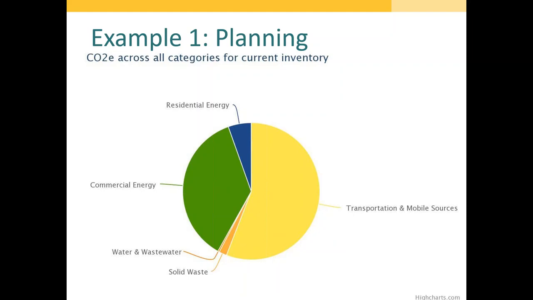And it varies from place to place, depending on the types of buildings and how clean the electricity is. In some cases, one or another of those three might be the most important. One of the reasons you do an inventory is you learn which of those is most important to focus on. And then there are some smaller sectors like solid waste and wastewater that we also look at.